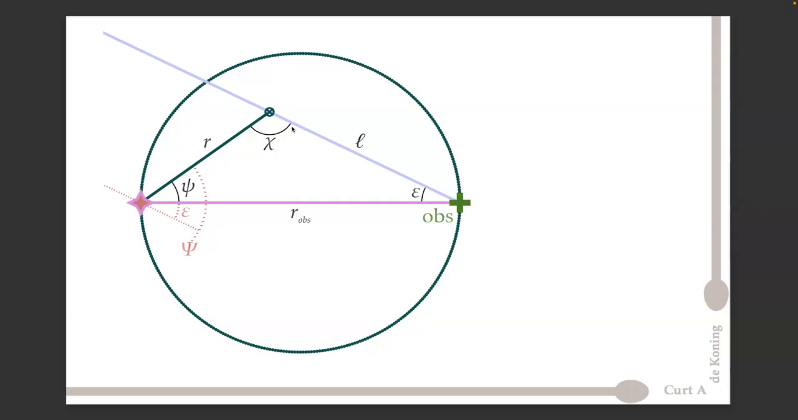Now, there's two ways to measure position along the line of sight. We can look at equal increments of position, so looking at it in standard position coordinates, or we can look at it in equal increments of angle.